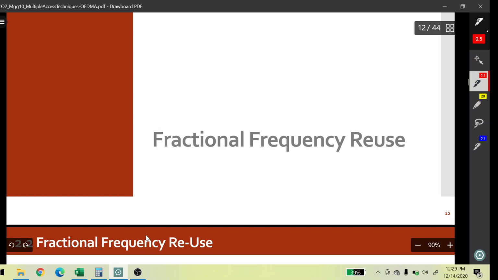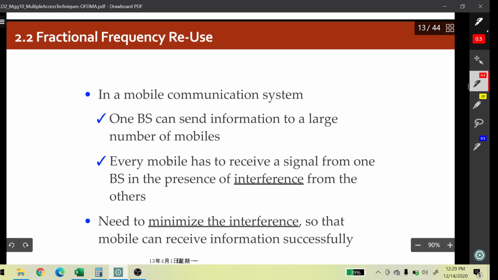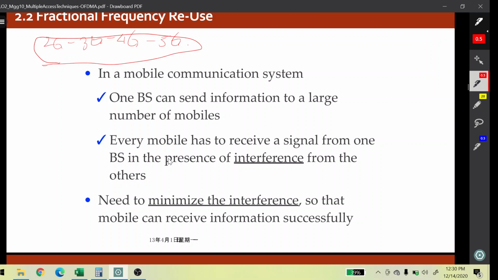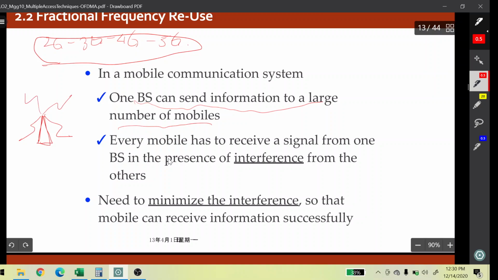Now we go to the fractional frequency reuse. We have already learned from 2G, 3G, 4G, and the next generation 5G. All of these generations consist of the same concept in wireless communication: one base station can always send information to a large number of users. So, we only need one base station over here. It could communicate with multiple users at the same time.